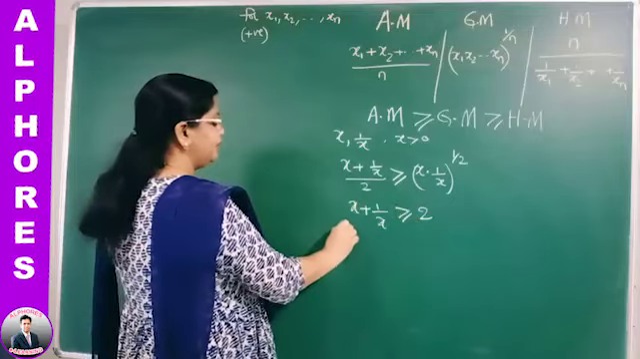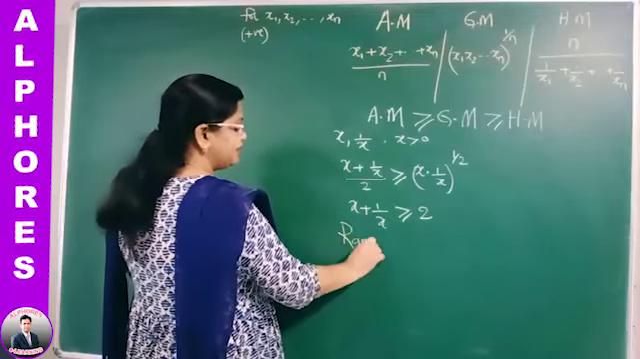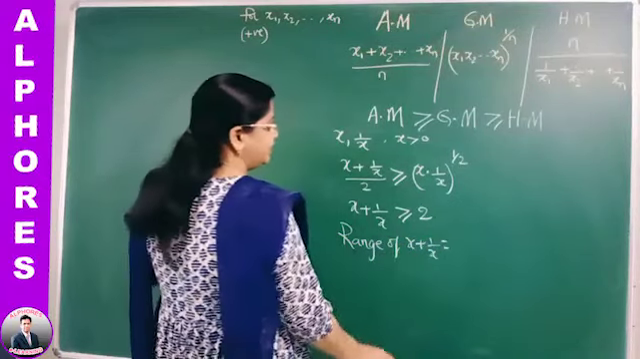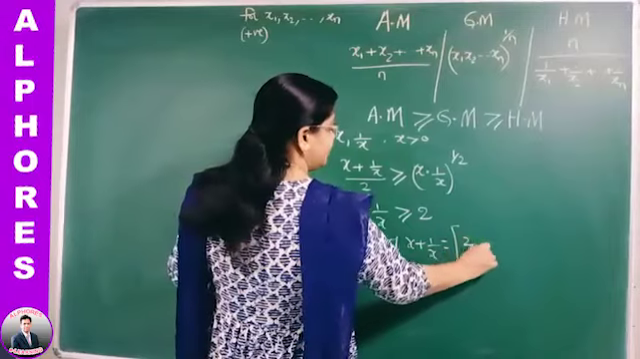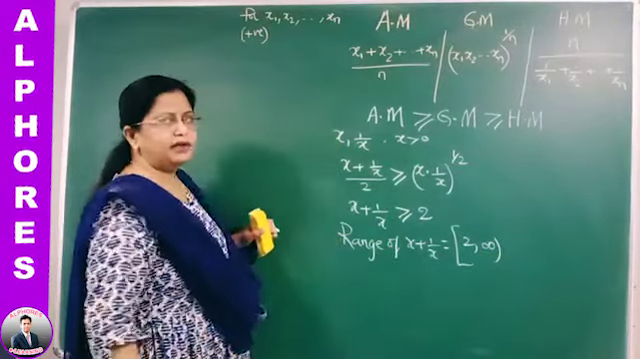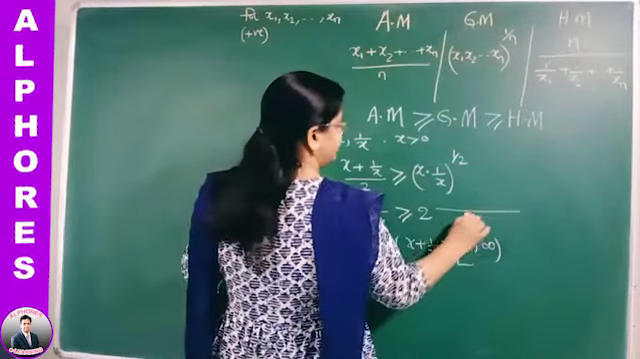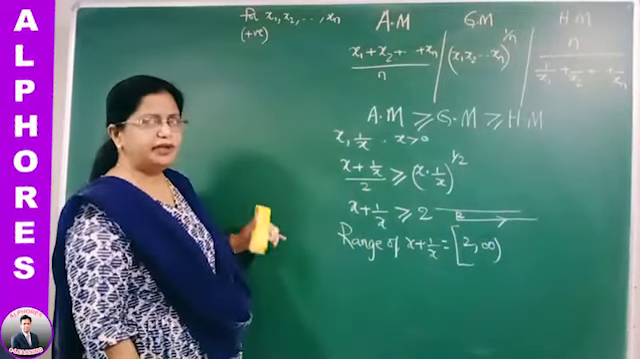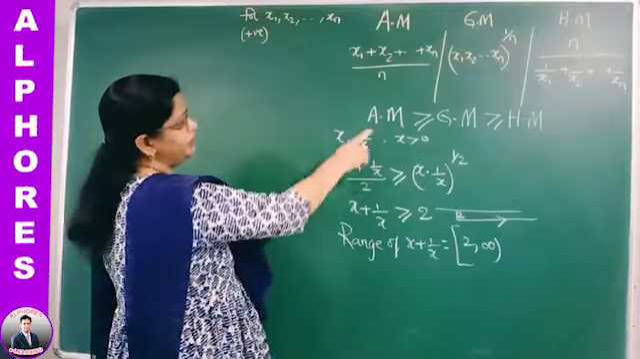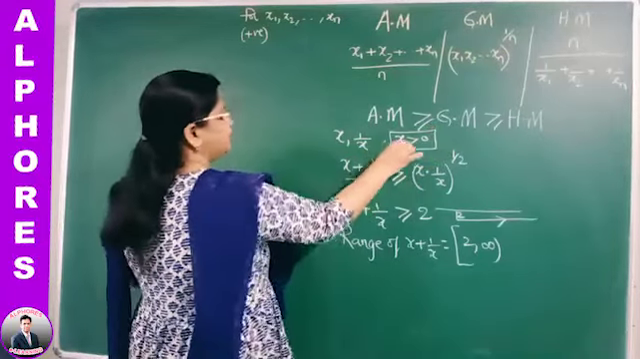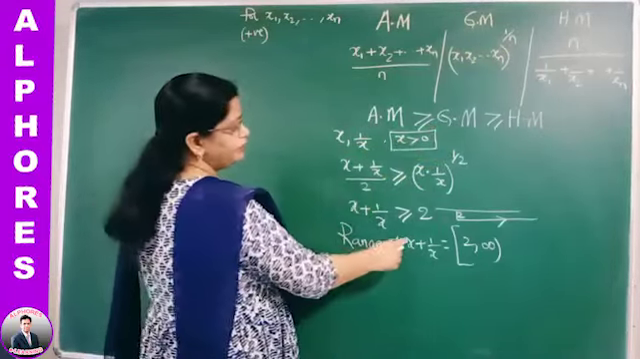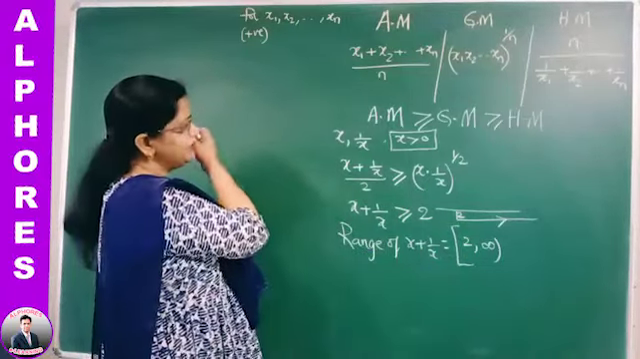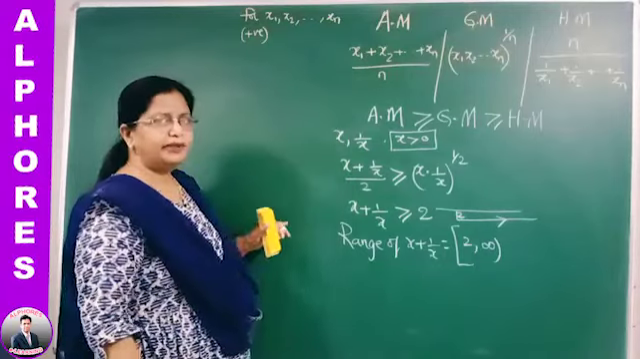2. Then what about the range of x plus 1 by x? The range of x plus 1 by x is 2 comma how much? Infinity. Greater than or equal to 2 means 2 is the value and it goes up to the largest value it can reach. That's why when x is positive, the range of x plus 1 by x is 2 comma infinity. What is the necessary condition? One is the reciprocal of the other.